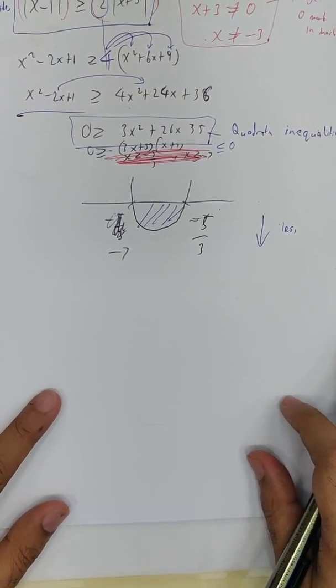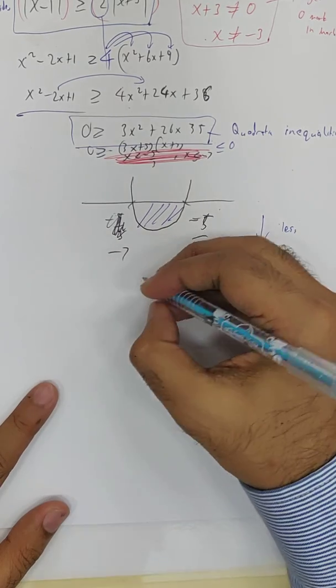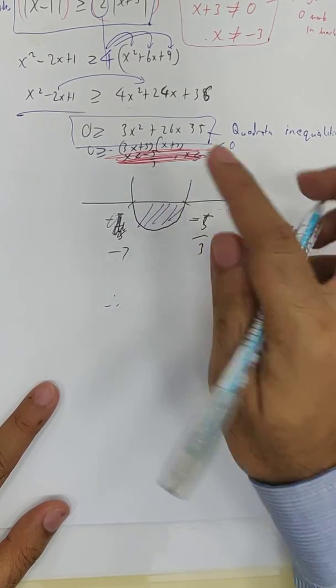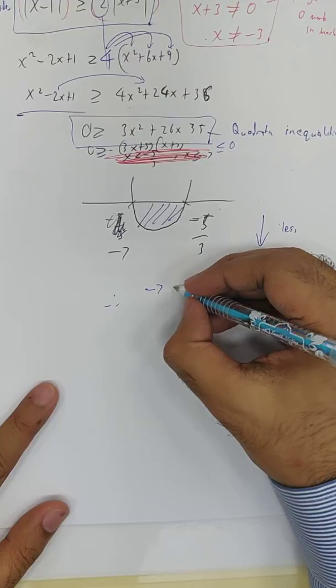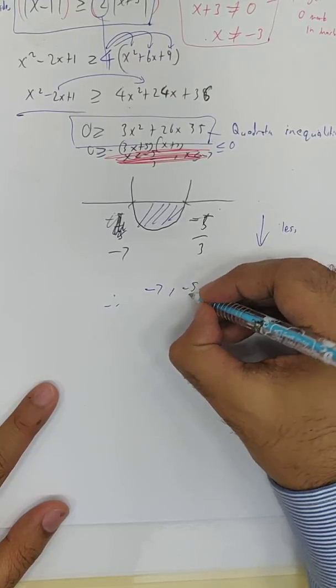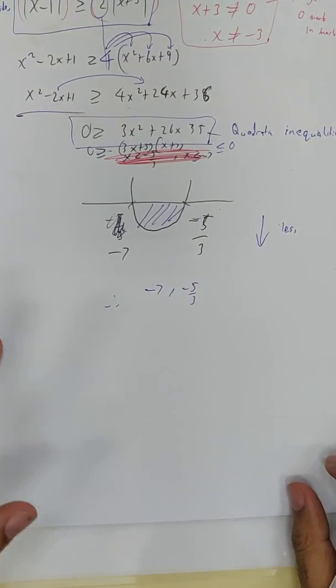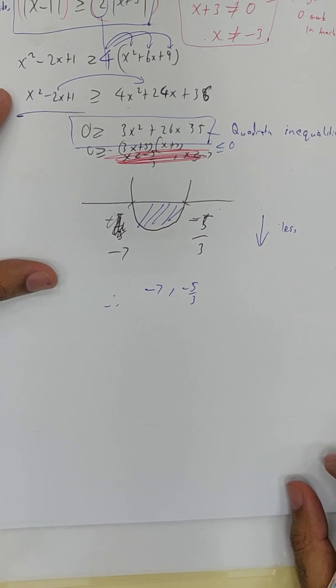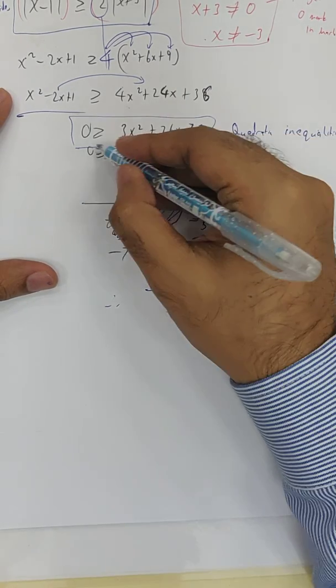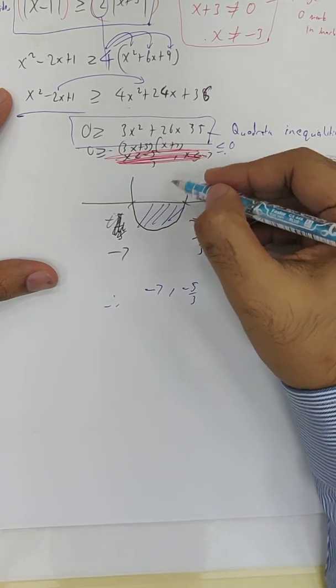So what's our final answer? In the middle, right? Negative 7, negative 5 over 3, open or close bracket? Why close? Because that's equal here. Okay?